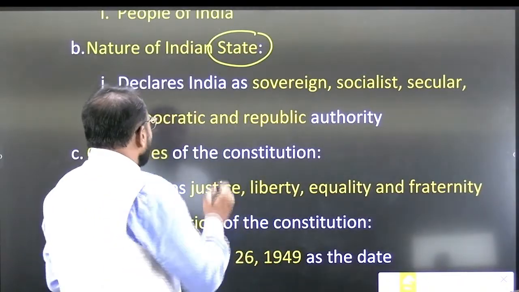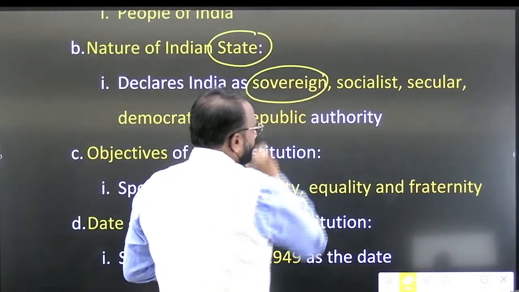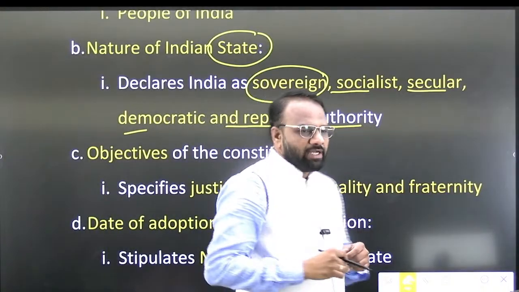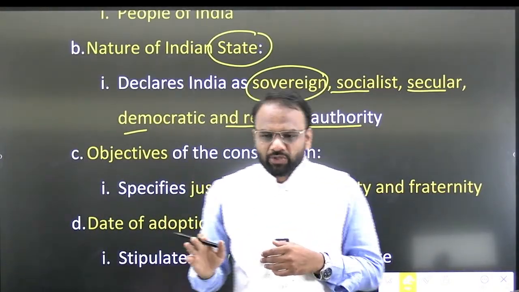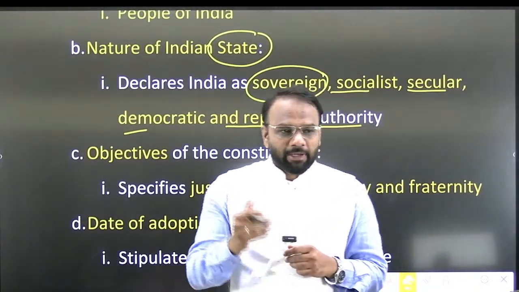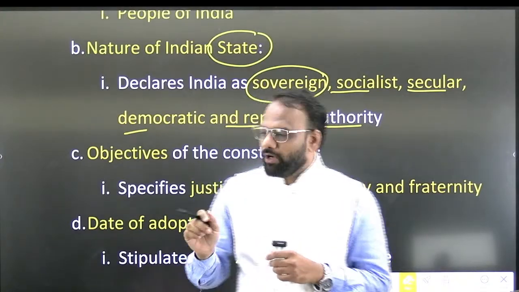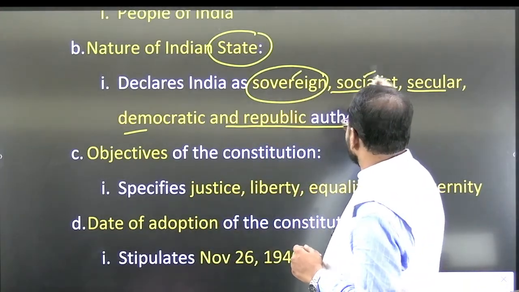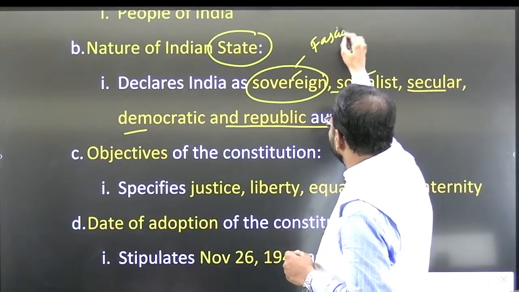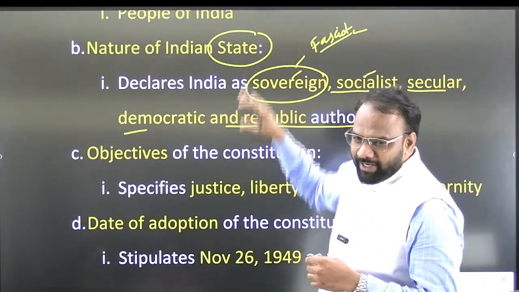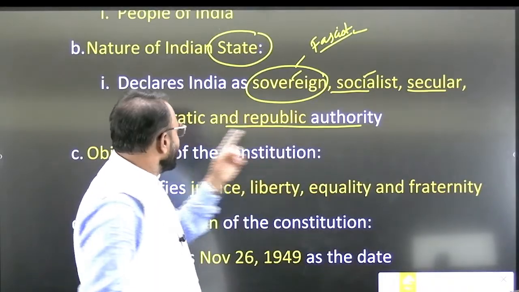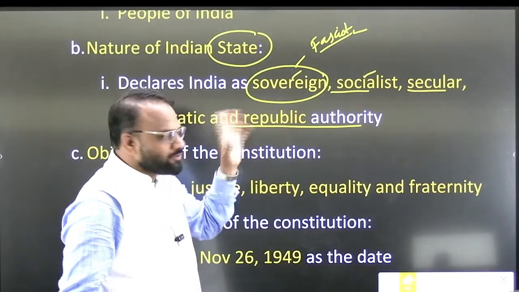The Preamble declares India as a sovereign, socialist, secular, democratic and republic state. We will be discussing these words one by one. If a question appears on the nature of the Indian state in the prelims, it may be framed like this: consider the following. Sovereign, socialist, secular, democratic, republic. Another one, let's take fascist. Let us not try to go into its meaning. Let's assume there are 6 options: sovereign, socialist, secular, democratic, republic, and the 6th one is fascist.